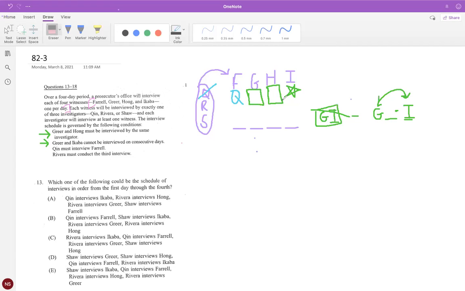Yeah, so if R interviews H, what do we know? That either G interviews R or S, and then I interviews R or S. Excellent. And then for our last rule, we just have R must conduct the third. So we're just going to put R here because that's third. So who potentially can R interview?